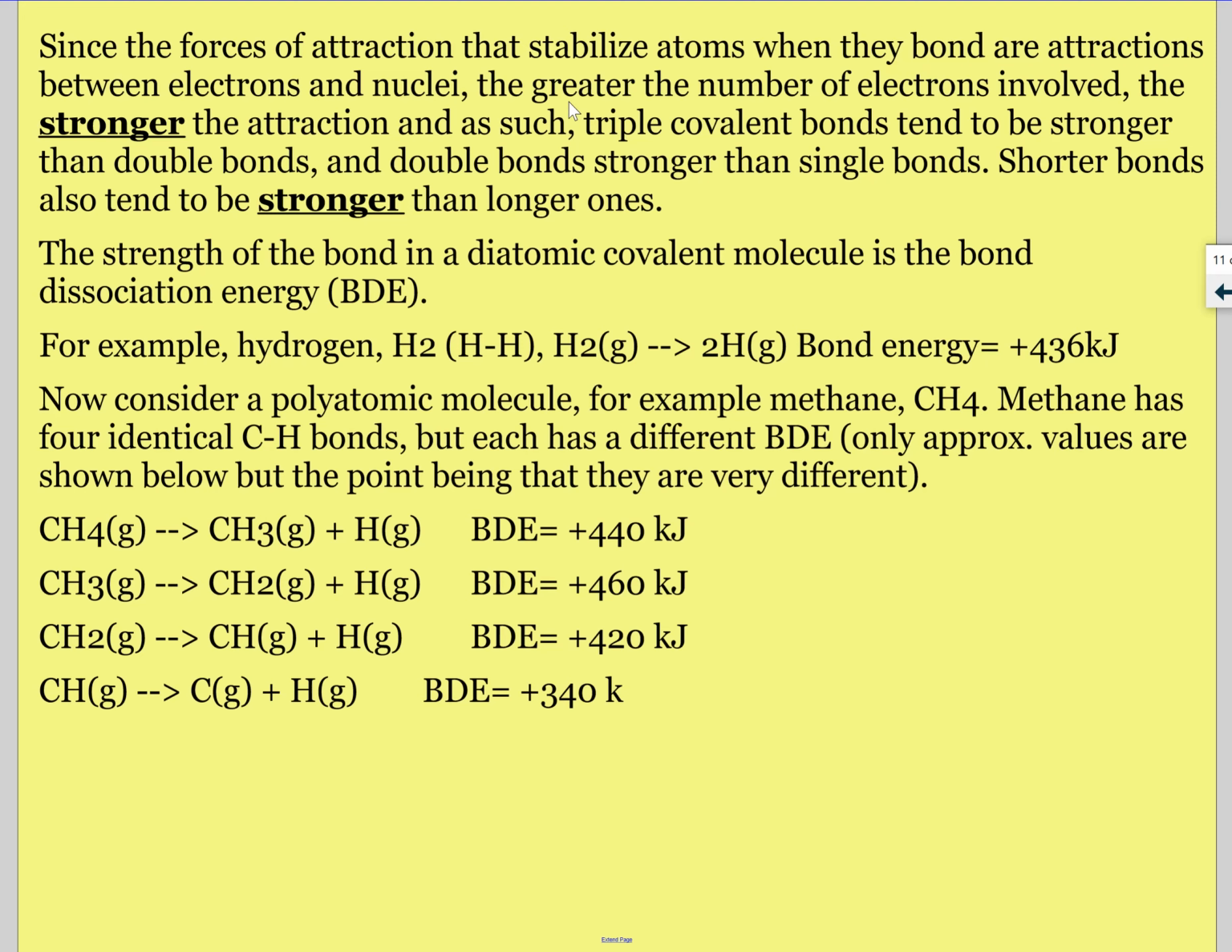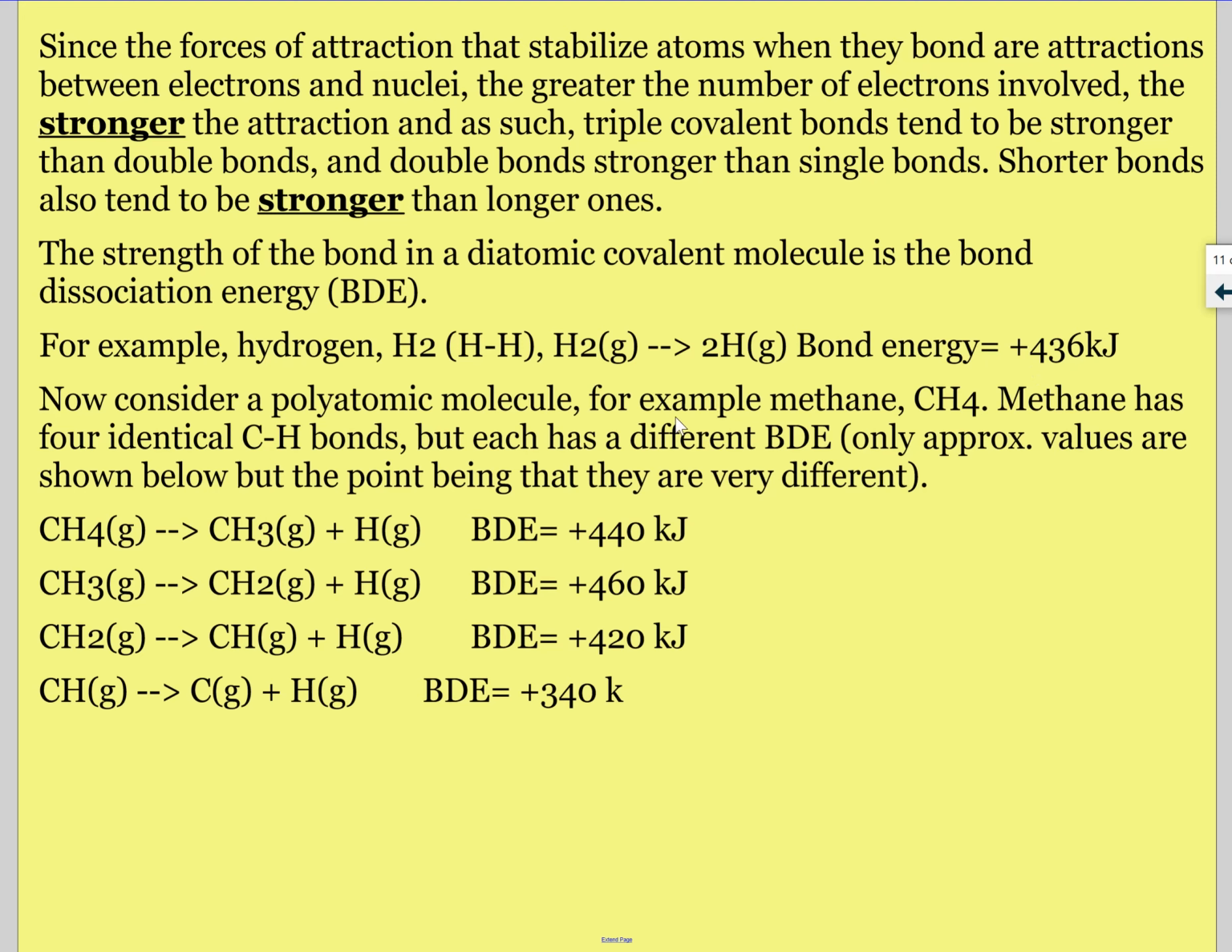The strength of the bond in diatomic covalent molecules is the bond dissociation energy. How much energy does it take to break a bond? And it always takes energy to break a bond. For example, for hydrogen, H2, when I break it apart into its two atoms, the bond energy is 436 kilojoules. It takes 436 kilojoules of energy to break that bond.